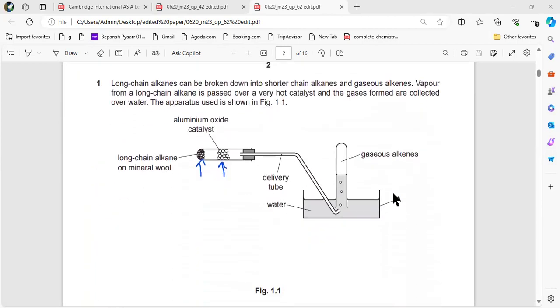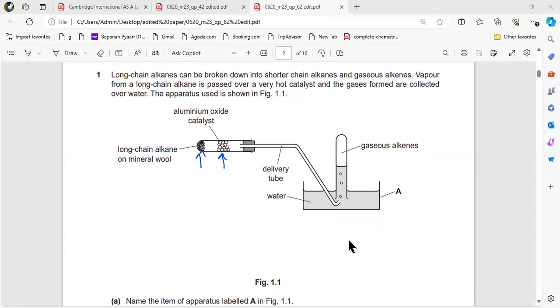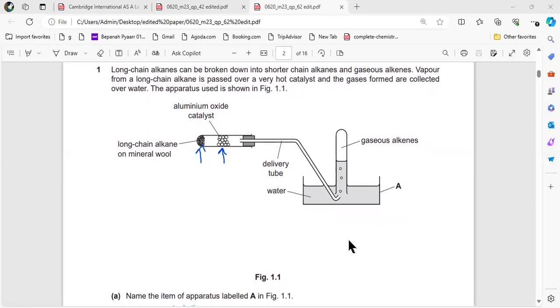Long chain alkanes can be broken down into shorter chain alkanes and gaseous alkenes. Vapor from a long chain alkane is passed over a very hot catalyst and the gases formed are collected over water. The apparatus used here is shown. So you can see the apparatus which is shown here. The gases are collected under water.